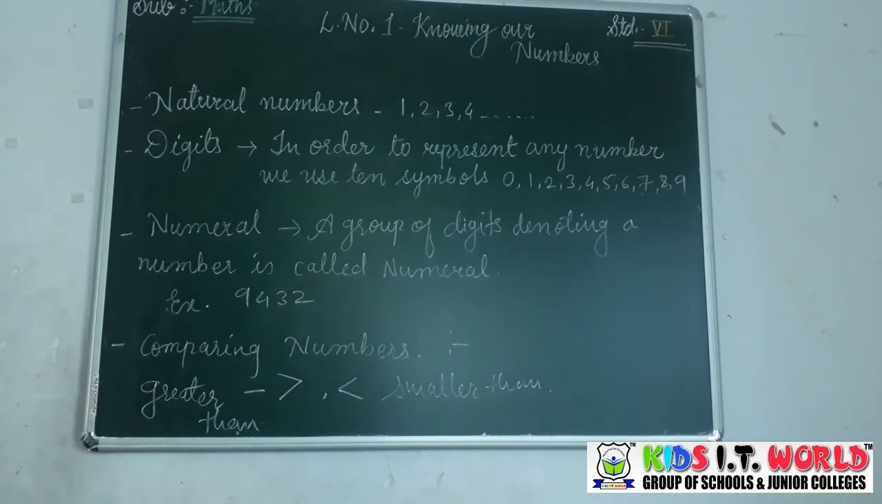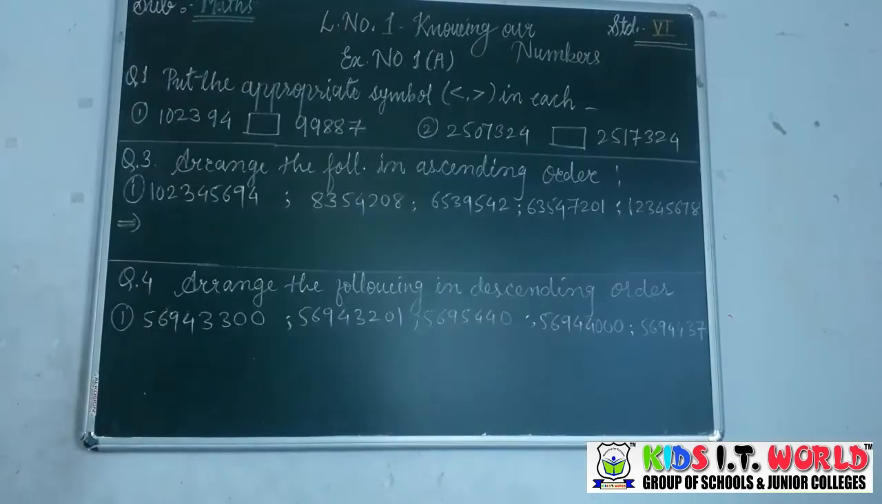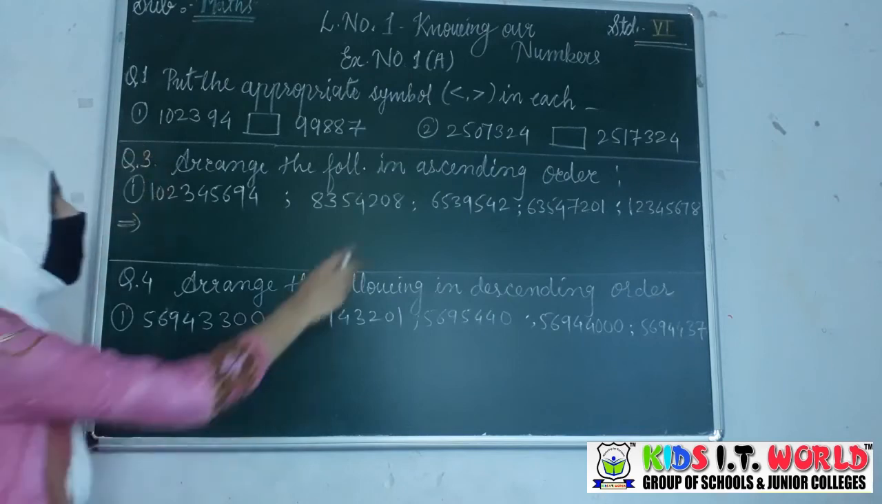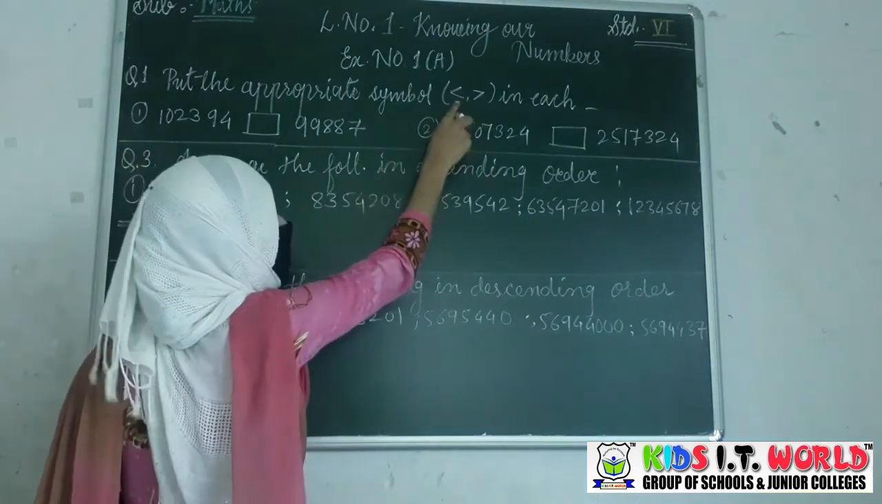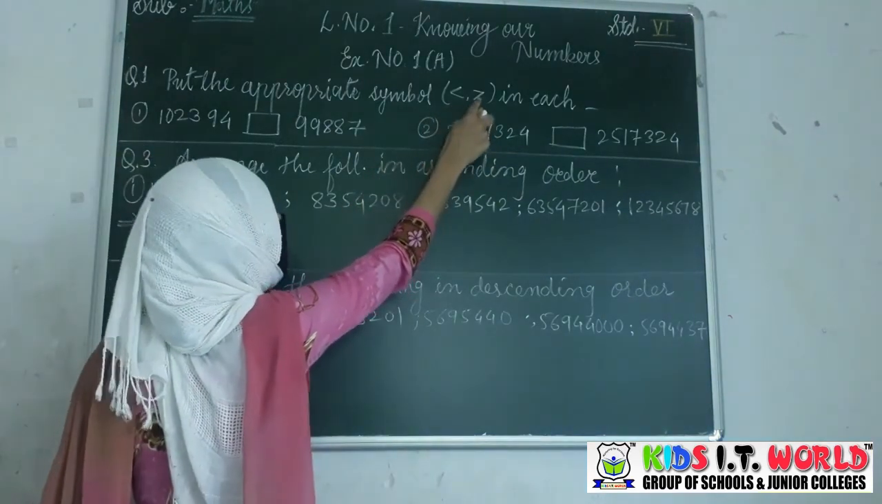First exercise of this lesson. Here the first question is: put the appropriate symbol, less than or greater than, in each box. Here you have to compare the numbers by using these symbols. This is smaller than and this is greater than.